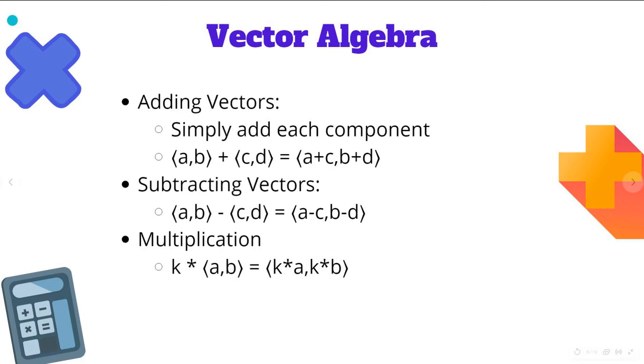Now, you can also multiply vectors by a scalar. And in this case, a scalar is just a regular number. So, for example, if you were multiplying a constant by a vector, you would do it, again, component by component. And the resultant vector, its x component will just be k times a, and its y component will just be k times b.